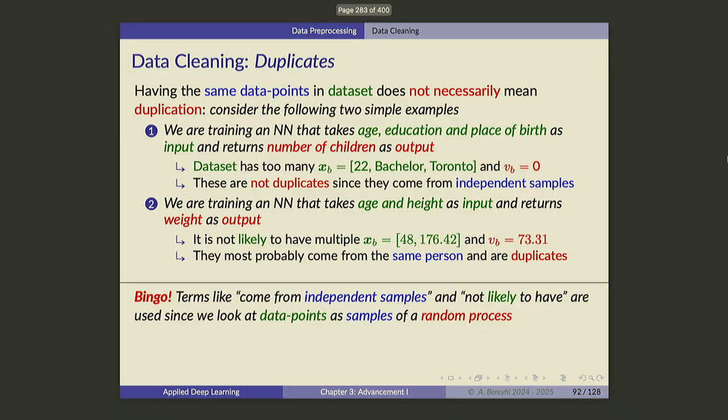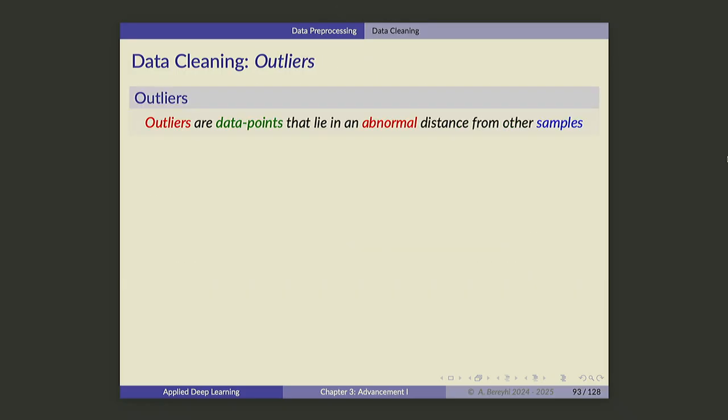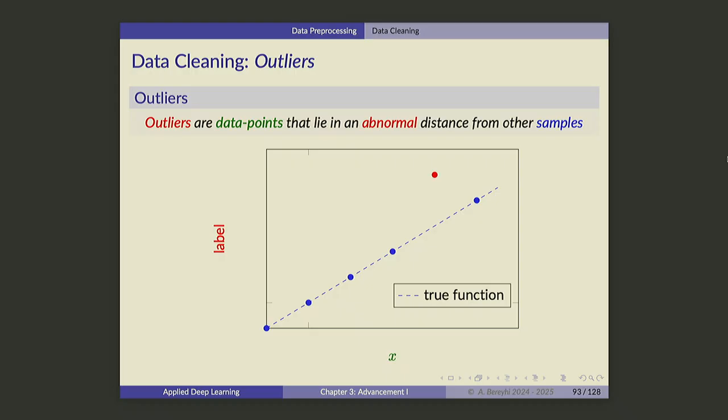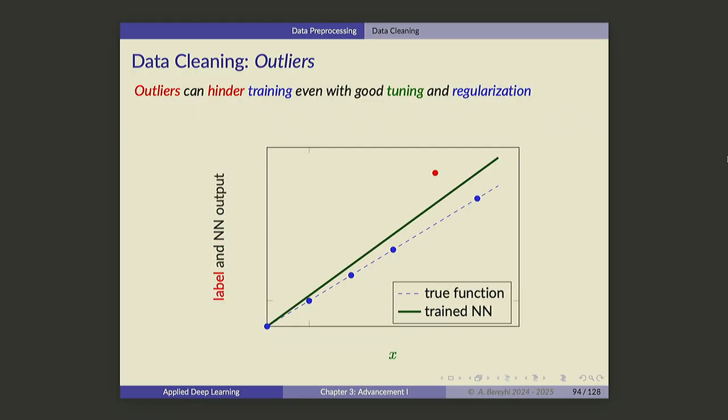So, that was about duplication. One other thing that we could have is the outlier. An outlier is basically a data sample which is quite abnormal compared to the other samples that you have. One example you might always think of is this: you have everybody exactly lying on a line, but there is one particular sample which is totally away from that line. If you don't have this one and you train, you're going to end up with this line, which is the true function. Whereas if you train on the whole data set, you're going to get a line which is far away from the true function.